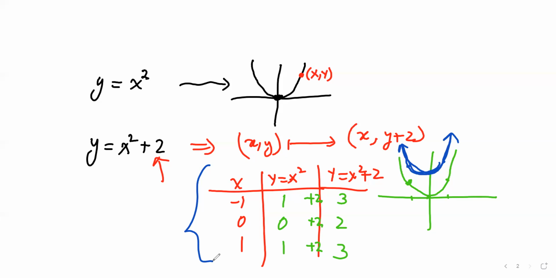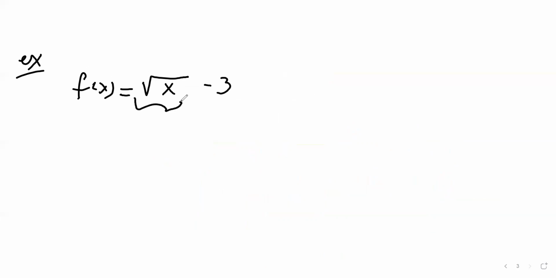All right, now let me give you another example. Let's say I have this function. Here's another example: f of x equals, this time, the square root of x minus 3. This is a parent function, the square root of x. Let me just put that over here.